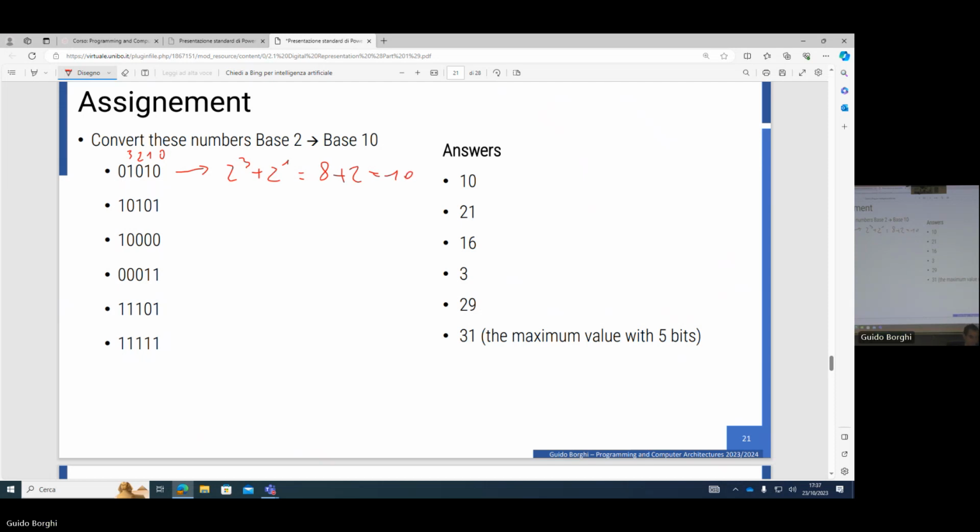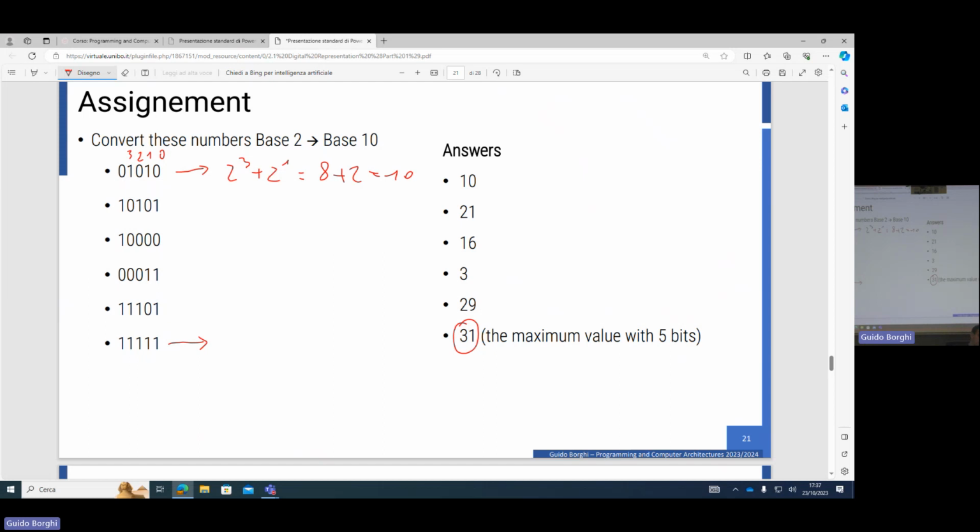Okay. Second position is the same. Note that in the last position, we have 1, 1, 1, 1, 1. So 5 different ones. The result is 31. That is the maximum value that we can obtain with 5 bits, 5 digits, since we have to apply 2 to 5 minus 1. 32 minus 1 is 31, okay?